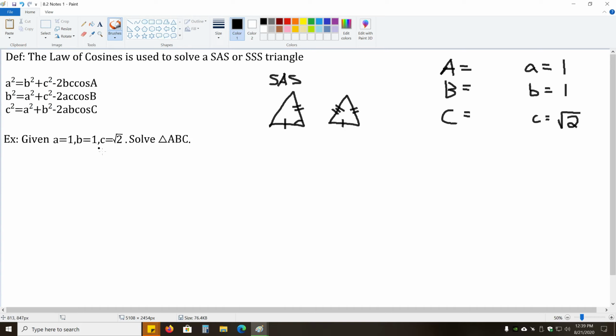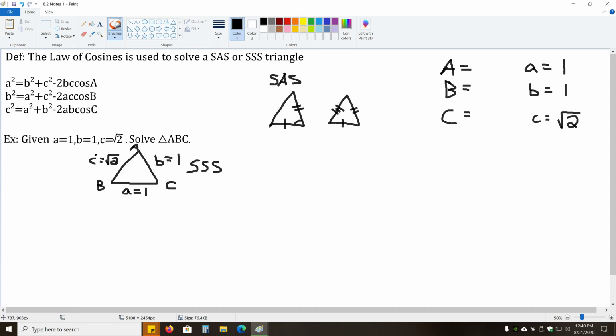So we need to solve for angles A, B, and C. We'll make a quick picture to make sure the law of cosines does apply here. So we were given side A is equal to 1, side B is equal to 1, and side C is equal to the square root of 2, which means we're solving for angle A, angle B, and angle C. So this is a side-side-side triangle, meaning the law of cosines does in fact apply. So how do we go about this?